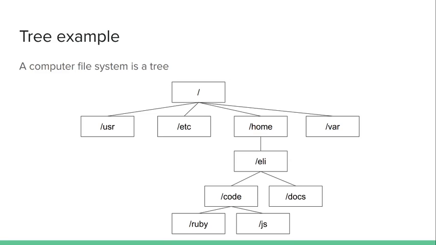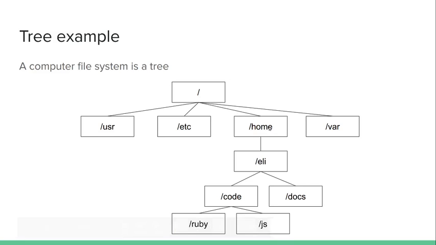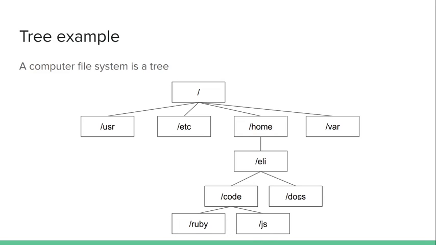One practical example of a tree graph is a computer file system. So in a computer file system, each file or directory has a single parent directory. And in order to get to any of the nodes in a file system, there's only one way to get there. So in order to get to the docs directory, we have to go through the home directory and then to the Eli directory and then to the docs directory. There's no other way to get there.